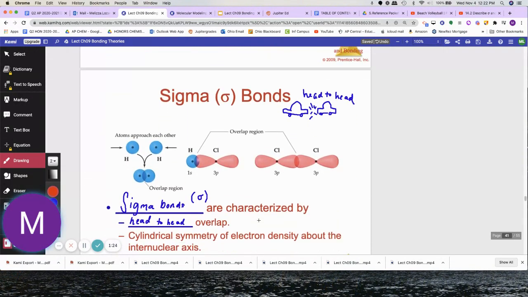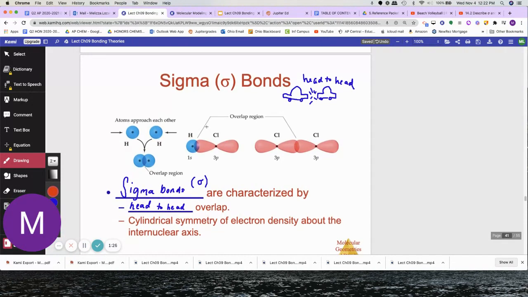So let's look at two different types of bonds: the sigma and the pi. The sigma bond happens when there's a head-to-head overlap. I'm showing a head-to-head collision between two cars. For example, here's a hydrogen, here's a hydrogen. There's a head-to-head overlap between this electron's orbital and this electron's orbital, and then they bond.